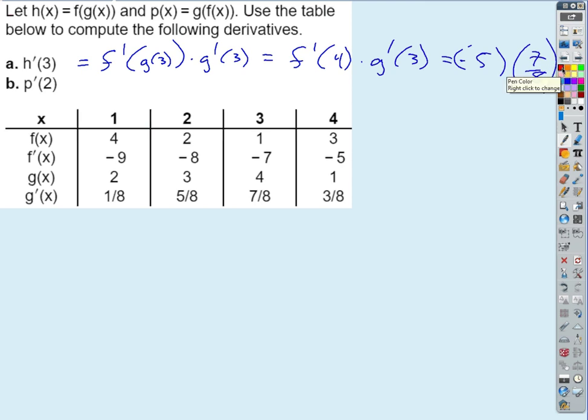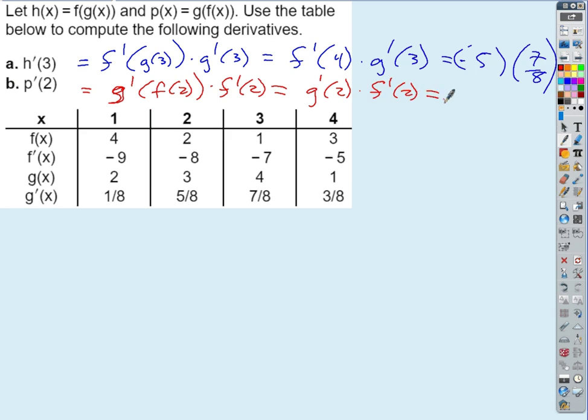Okay, how about down here? P is g of f of x, so p prime of 2 is going to be g prime of f of 2 times f prime of 2. Well, what's f of 2? F of 2 is 2, so that's going to be the same thing as g prime of 2 times f prime of 2, and they give us that stuff, right? So we could do that.